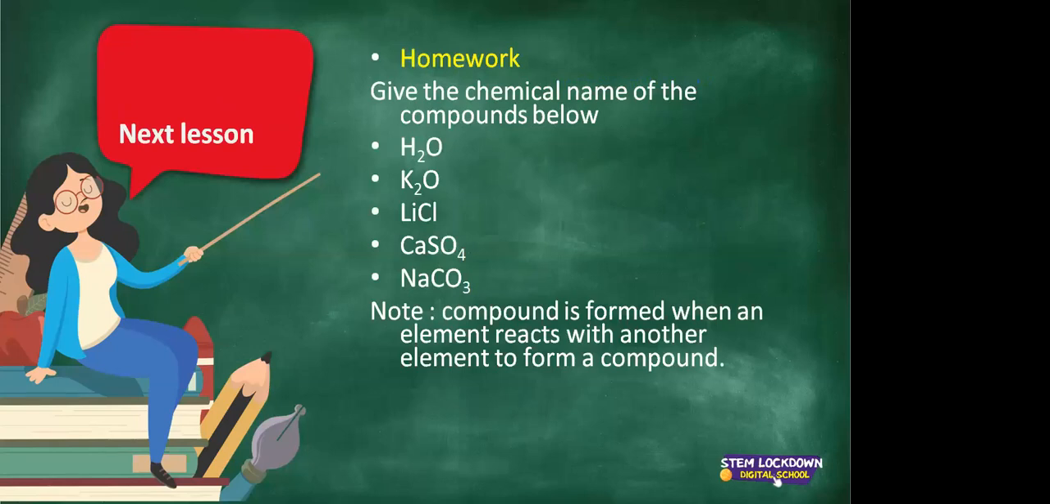This is a compound. You can see here, the H2O, we've got 2 elements. K2O, we've got 2 elements. With LiCl, we've got 2 elements. CaSO4, we've got 3 elements. NaCO3, we've got 3 elements. So now I want you to use those 4 naming compound steps so that you can understand how we are naming the compounds. Are we clear, grade 9?